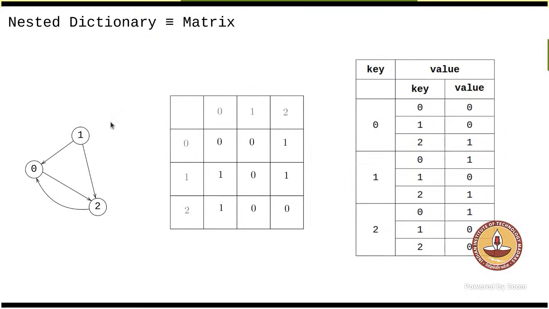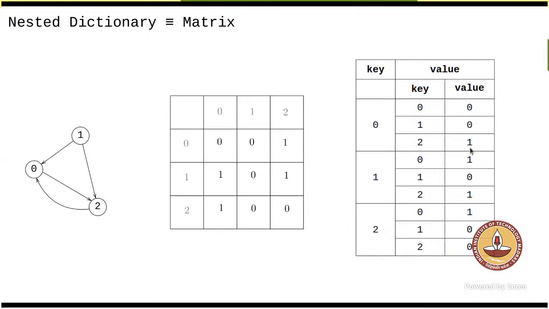So 0, 1, 2 are the keys of the outer dictionary, correct? And for each of these keys, you are going to have an inner dictionary, right? So same keys, 0, 1, 2. And the value is going to be what? It will be indicative of edges, right? So if there is an edge, that particular value will be 1. If not, it will be 0.